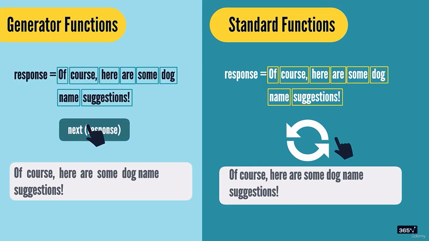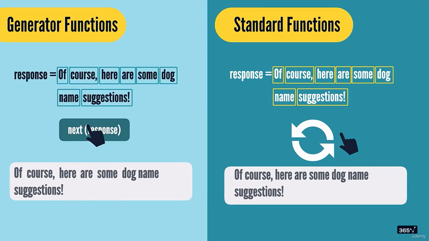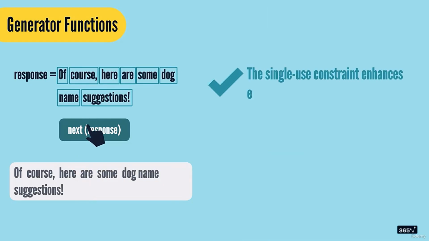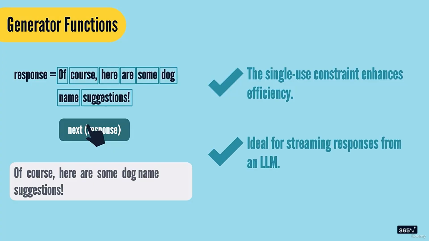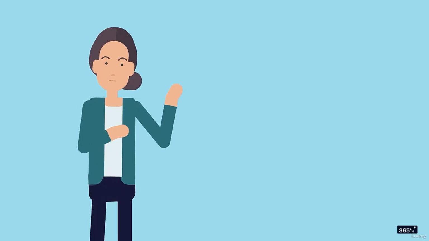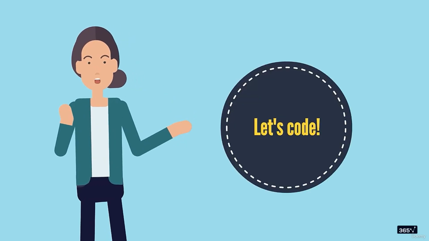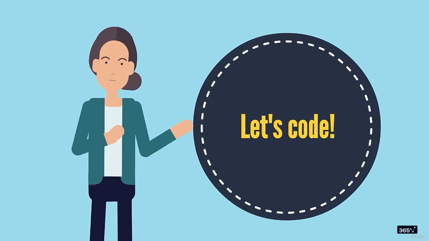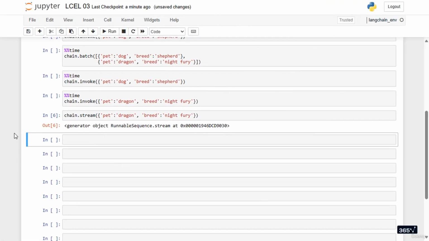Once a generator has been fully iterated, it cannot be reset or reused. This constraint enhances their efficiency, notably in memory utilization, making generators ideal for tasks like streaming responses from an LLM, where handling extensive or ongoing data streams with limited memory is essential. All right, I promise this will become clearer once we implement it in code. So, let's return to our Jupyter notebook and do the following.